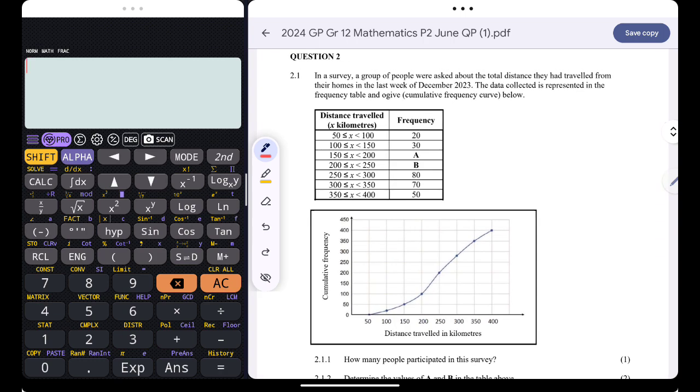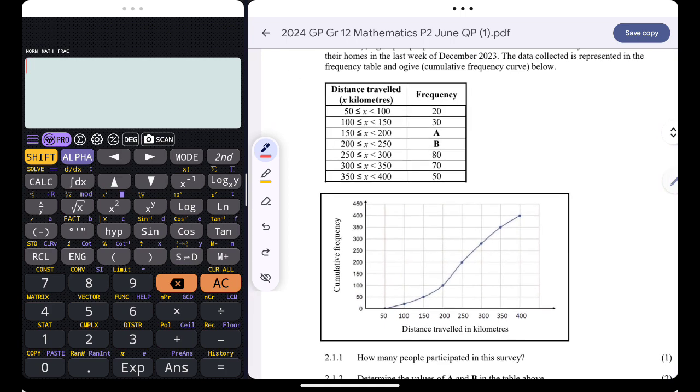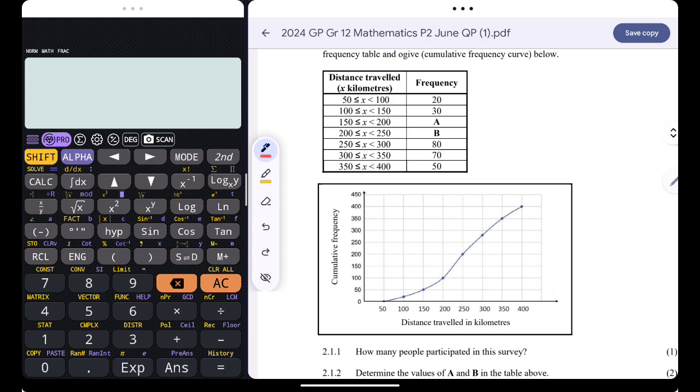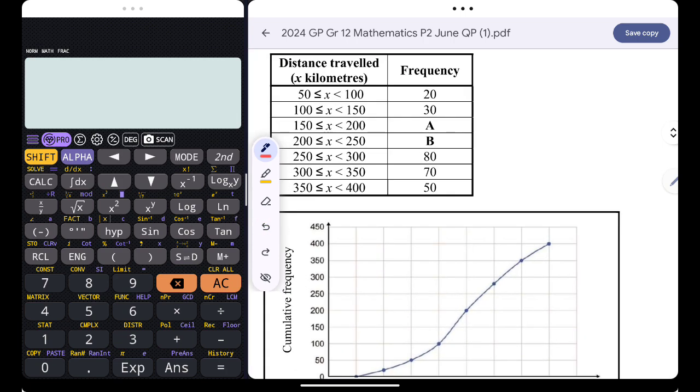Okay, in a survey, a group of people were asked about the total distance they had traveled from their homes in the last week of December 2023. The data collected is represented in the frequency table as well as the ogive, which is also known as the cumulative frequency curve. Since we are given the data and the ogive, and we are going to be asked to find the values of A and B, it's quite advisable for us to complete the cumulative frequency table.